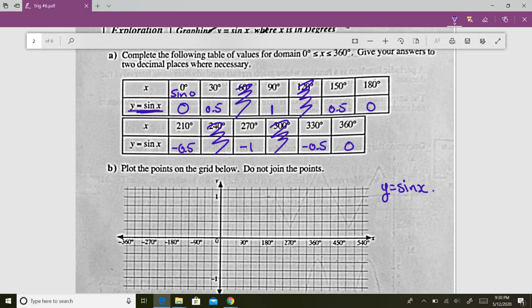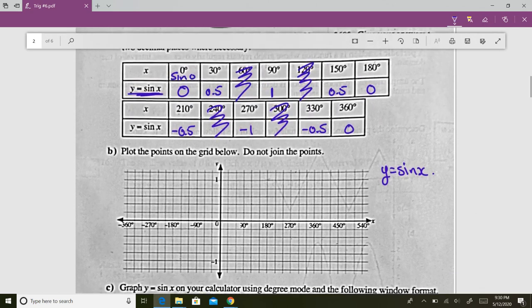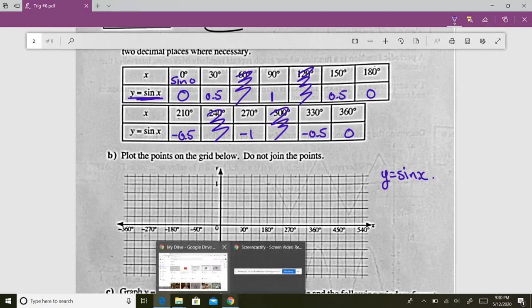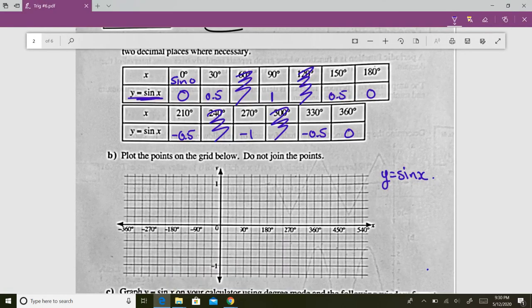So if we plot those, 0 degrees, the x-axis is all in degrees, the y-axis has no units. So when x is 0, y is 0, right at the origin. When x is 30, these are going up by 30s, 30, 60, 90, x is 30, it's 0.5, so that is right there. Sine of 90 right here gives me 1.